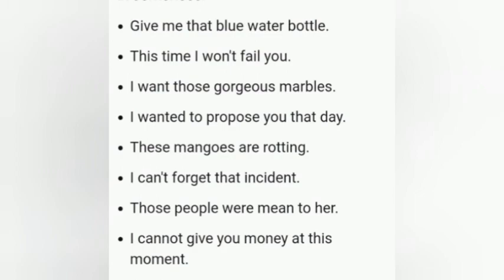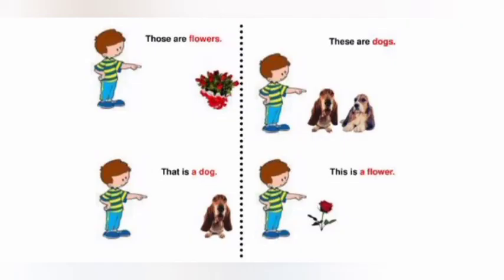And let's have some examples for the singular as well as the plural. Like those are flowers. If the noun is far in position then we use those because it is plural in number. Next is these are dogs, plural in number but the position is very near. That is a dog, position again far but single in number. This is a flower, position is near, so we use this.